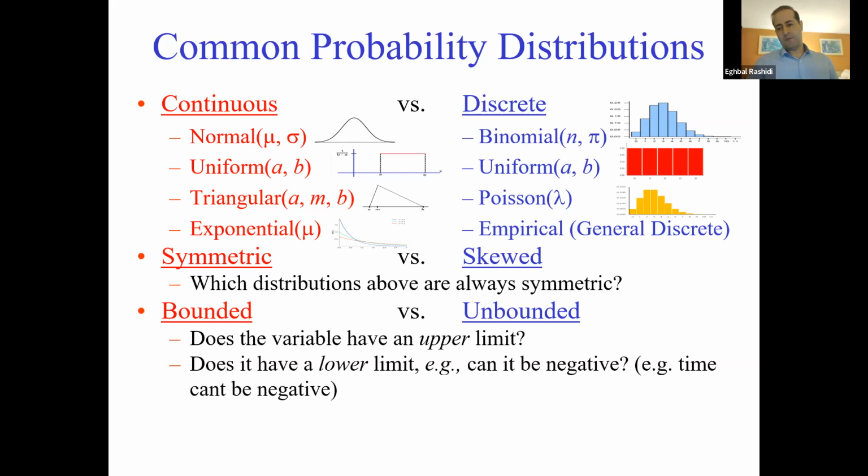We also have other terms for characteristics of a distribution: whether it is bounded or unbounded. For example, does the random variable have an upper limit? Does it have a cap, an upper cap or a lower cap? If it doesn't have one, then it's unbounded. If it has a lower cap or an upper cap, then it's bounded on one side. For example, the uniform distribution from A to B is bounded from two sides. The minimum value is A, the maximum value is B, and it cannot take any value outside of this. So that's bounded.